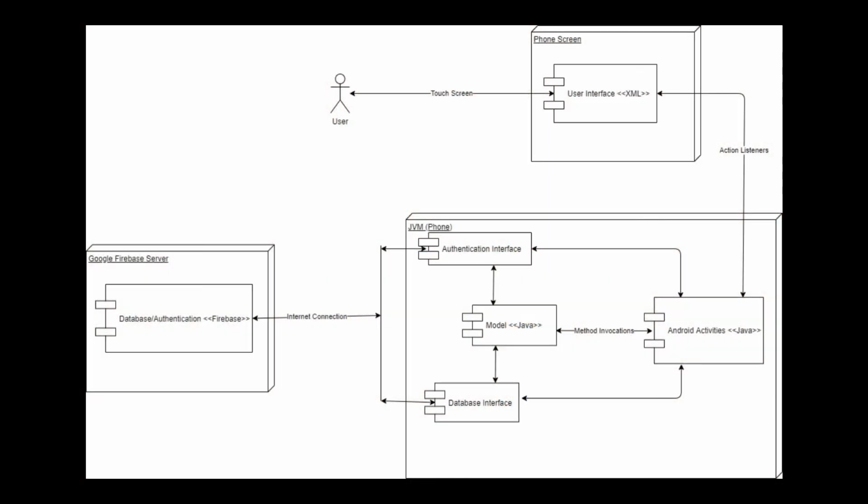When one of these actions is detected, depending on the nature of the action, the Android activity may call backend methods represented in our model, read from or write to our database, or request authentication services like sign the user in or log the user out. In turn, the backend model may also require access to our database or authentication services. These database and authentication services are provided by Google via Firebase. The functionality of Firebase is access to either a database or authentication interface, which in turn requests data and functionality from Google servers over the internet.